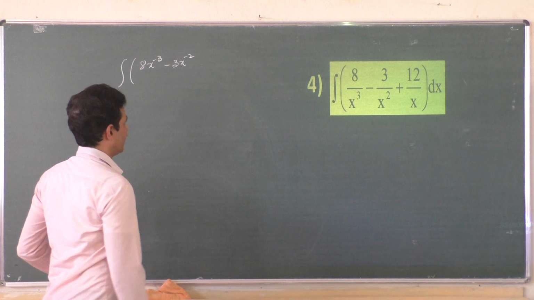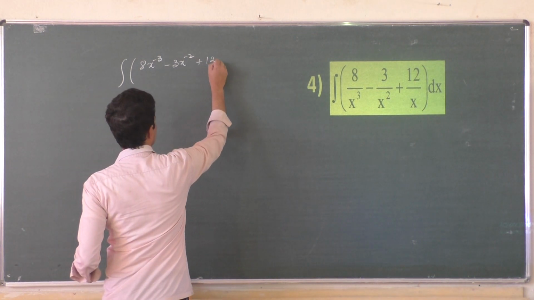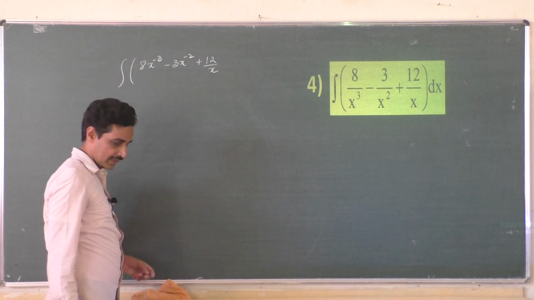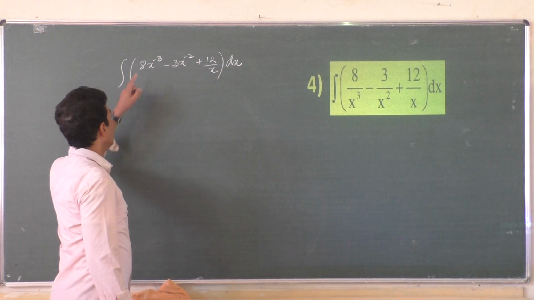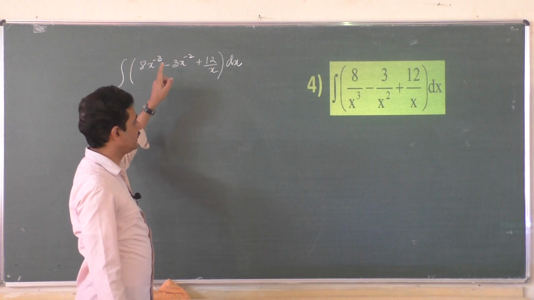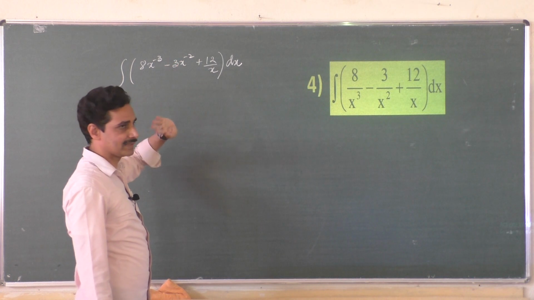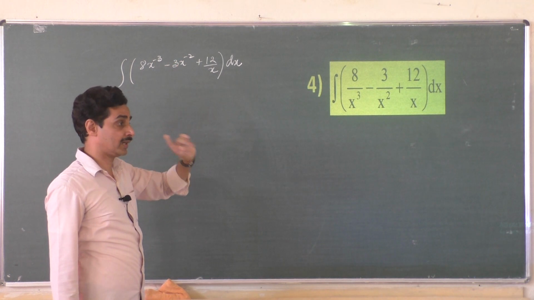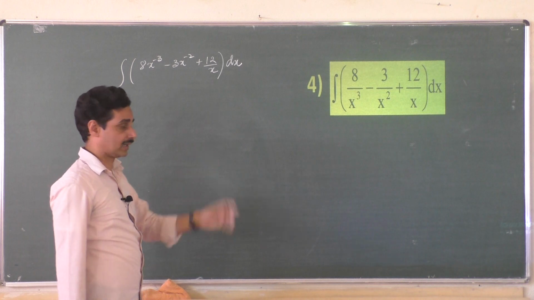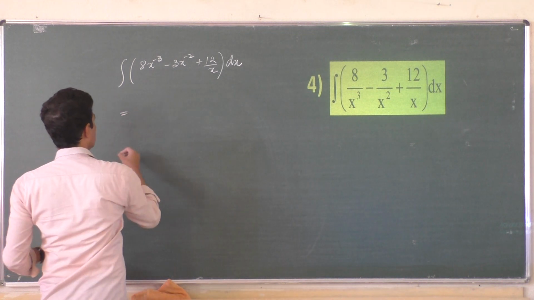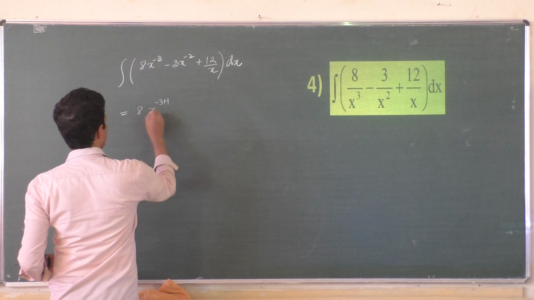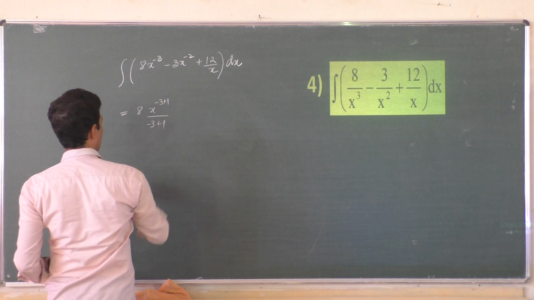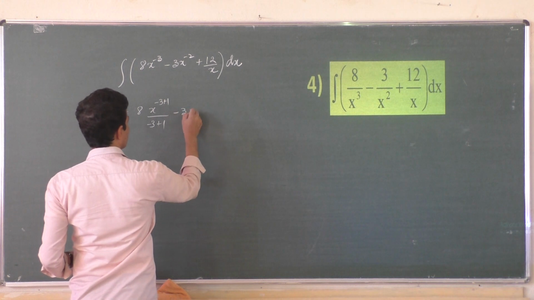Minus 3x to the power minus 2 plus 12 by x, as it is. Okay, integral of 12 by x dx. Hope you have understood. 8x to the power minus 3, 3x to the power minus 2, 12 by x. Use the formula: x to the power n plus 1 by n plus 1. That is equal to 8 x to the power minus 3 plus 1 by minus 3 plus 1, minus 3 into x to the power.